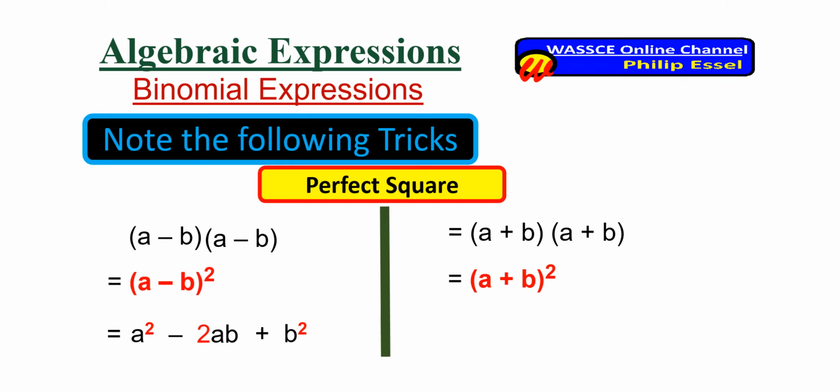Now let's use our trick to expand this perfect square. First, you take the square of the first term of this binomial expression. In this case, the first term of the binomial expression is a. So the square of a would be a squared.